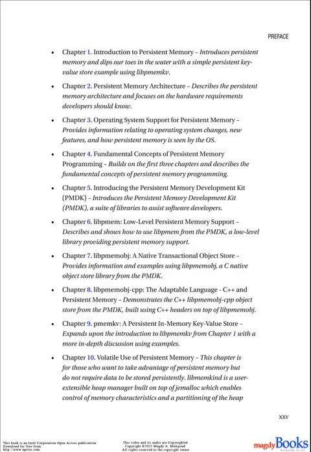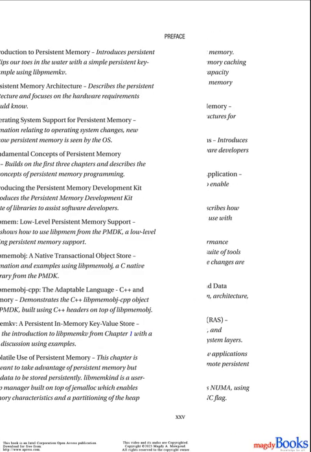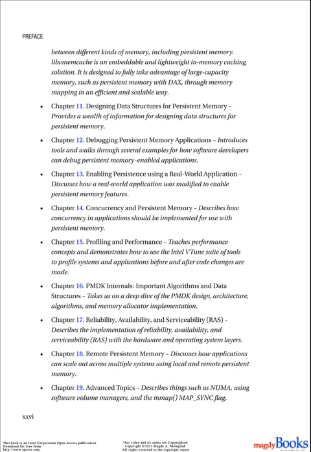Chapter 10. Volatile Use of Persistent Memory. This chapter is for those who want to take advantage of persistent memory but do not require data to be stored persistently. libmemkind is a user-extensible heap manager built on top of jemalloc, which enables control of memory characteristics and a partitioning of the heap between different kinds of memory, including persistent memory.